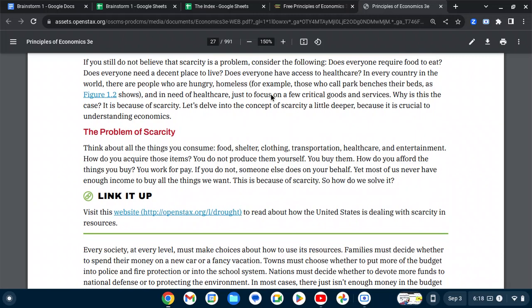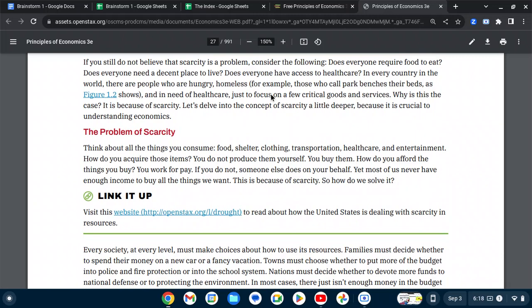If you still do not believe that scarcity is a problem, consider the following. Does everyone require food to eat? Does everyone need a decent place to live? Does everyone have access to health care? In every country in the world, there are people who are hungry, homeless, and in need of healthcare, just to focus on a few critical goods and services. Why is this the case? It is because of scarcity.